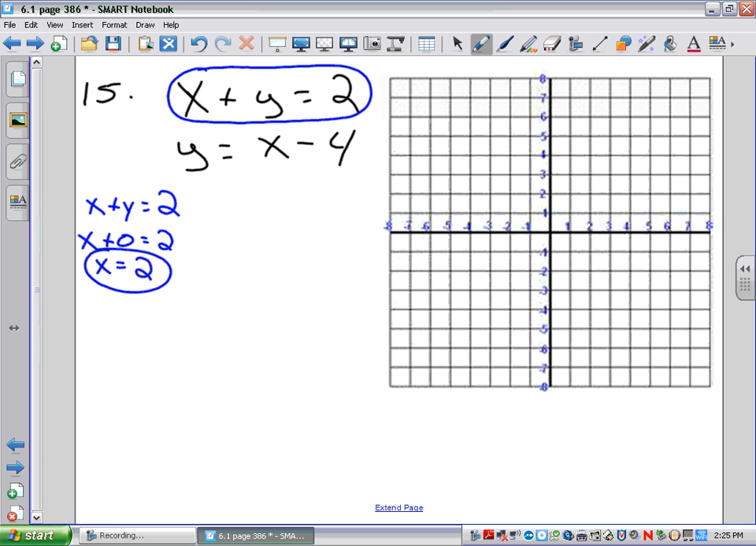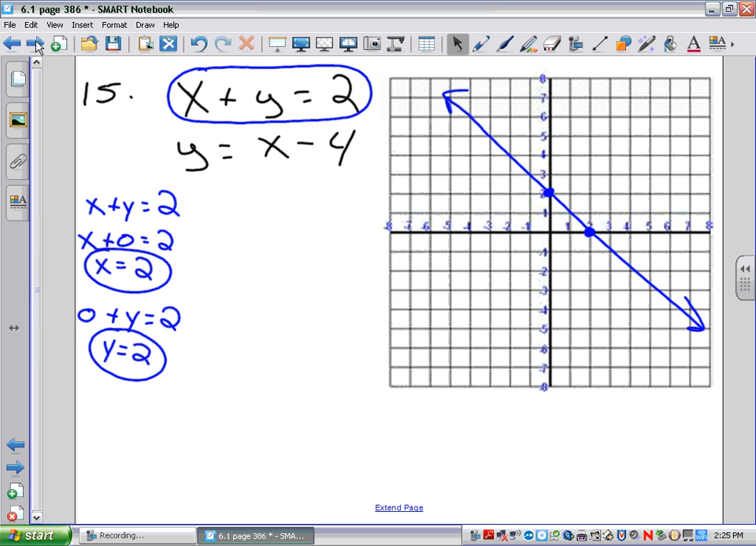Now let's put a 0 in place of the x. That gives me 0 plus y is 2. So the y-intercept is also 2. Let's graph that line. Come over to your graph. The x-intercept is 2. Mark it in blue. And the y-intercept is also 2. Let's try to draw as straight a line as I can. And I got it.